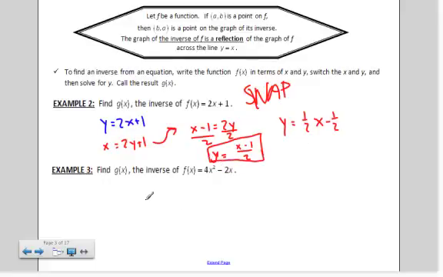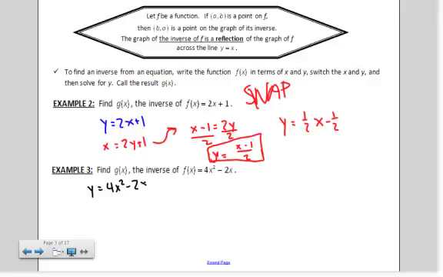Now this one, get ready for this one. This one's got a lot of details to it, so it's going to have a place in the middle where it's really funky. All right, so here we go. We have f of x equals 4x squared minus 2x. So I'm going to rewrite it as y equals 4x squared minus 2x.